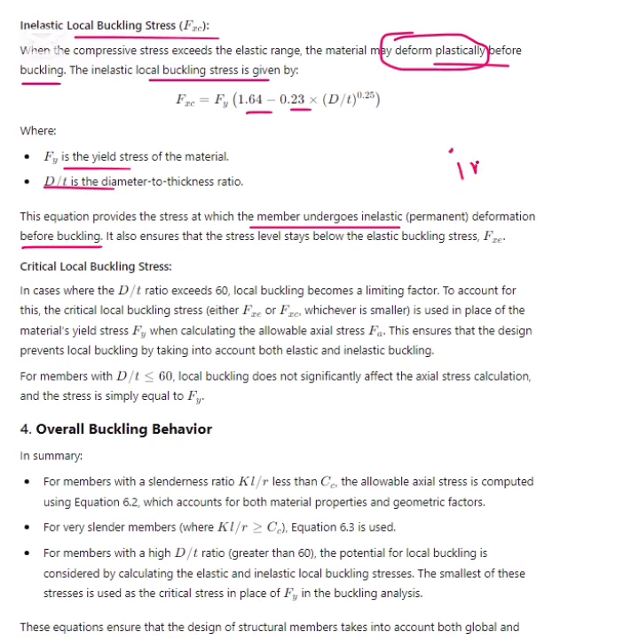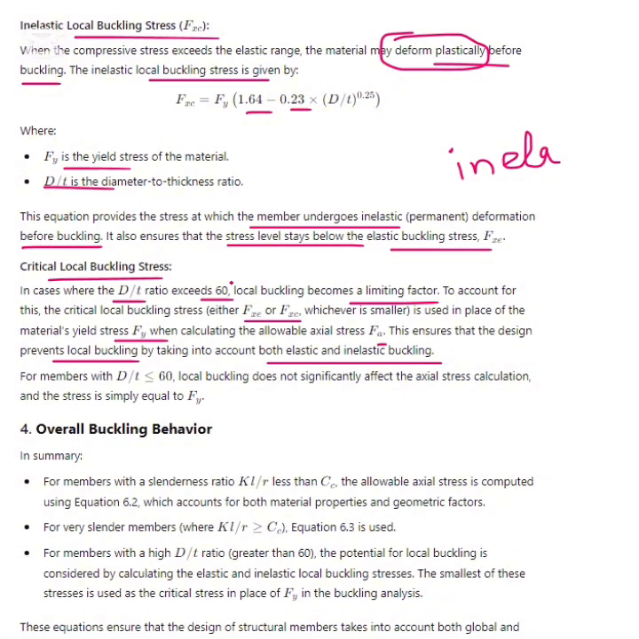So this is very clear. The material undergoes inelastic deformation before buckling, and it also ensures the stress level stays below the elastic buckling stress. For the critical local buckling stress, in cases where D/t exceeds 60, local buckling stress becomes a limiting factor. To account for it, either FXE or FXC should be used in place of Fy when calculating the allowable stress. This ensures the design prevents local buckling by taking into account both elastic and inelastic buckling behaviors.